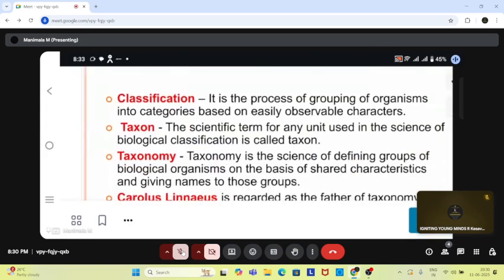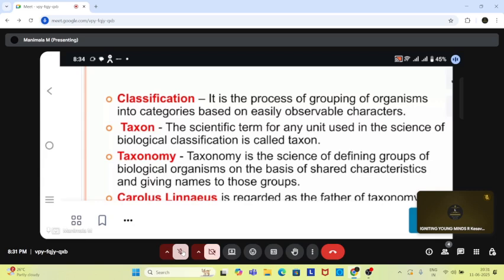And the next one is, what is classification? Classification means nothing but the grouping of organisms. Classification is the process by which anything is grouped into convenient categories based on easily observable characters. So based on easily observable characters, we group the organisms, which is called classification.